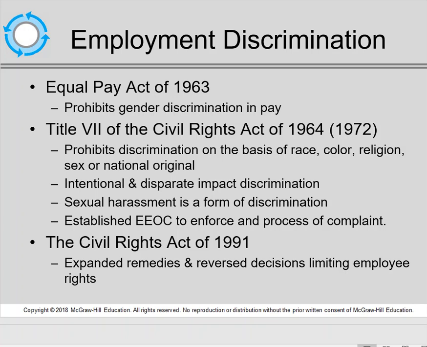I want to spend a lot of time on Title VII of the 1964 Civil Rights Act that was modified in 1972 and 1991. In fact, this is the basis of your second essay question on your final exam. So Title VII of the Civil Rights Act of 1964 prohibits discrimination on the basis of race, color, religion, sex, or national origin for hiring, firing, promoting, or fixing rates of pay. Gender was added later in 1972. Even this applies, by the way, to 15 or more employees.